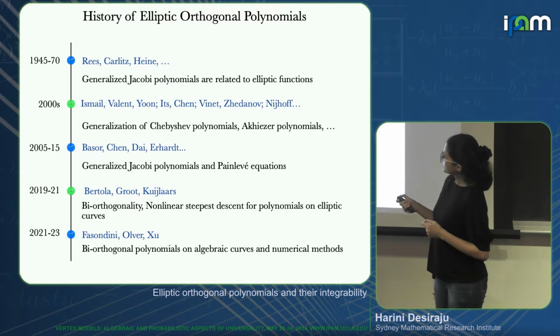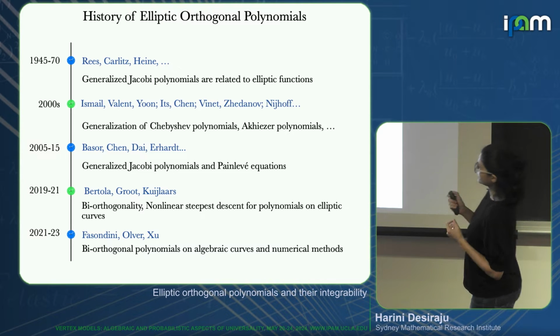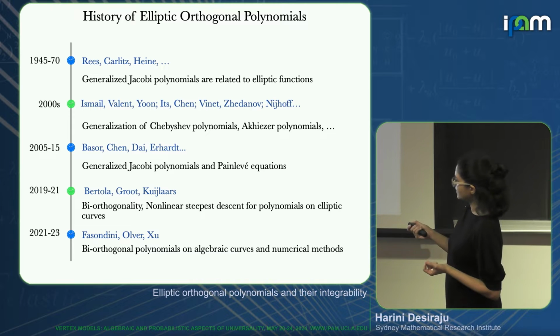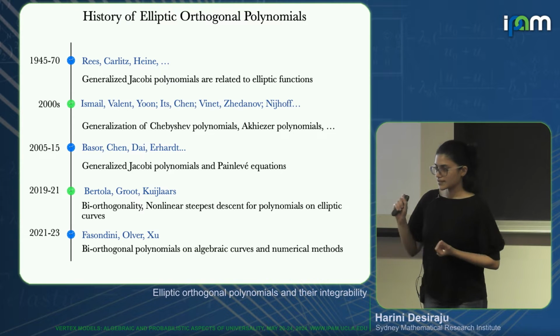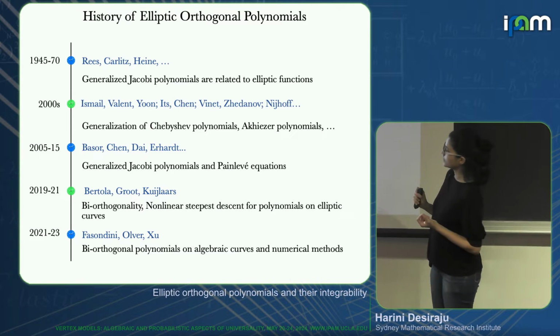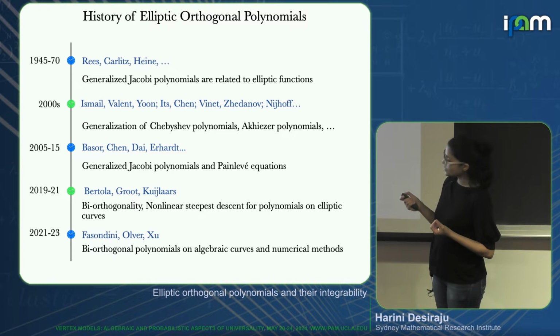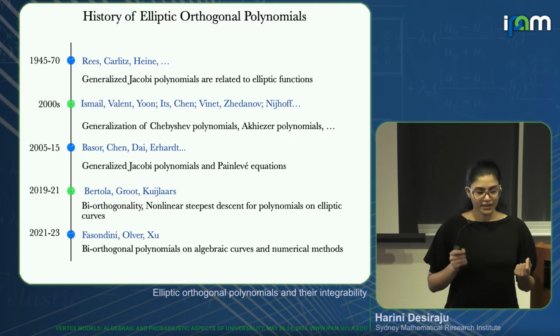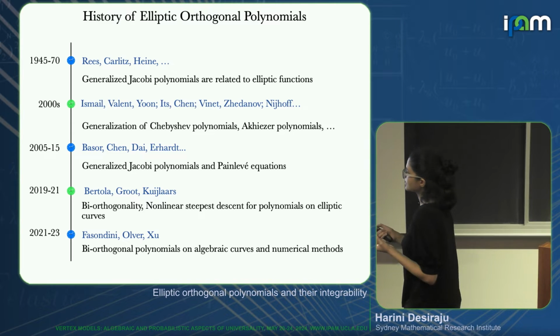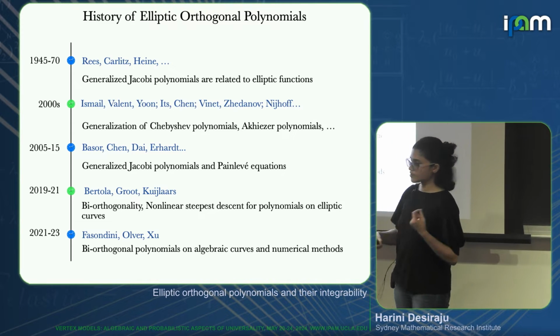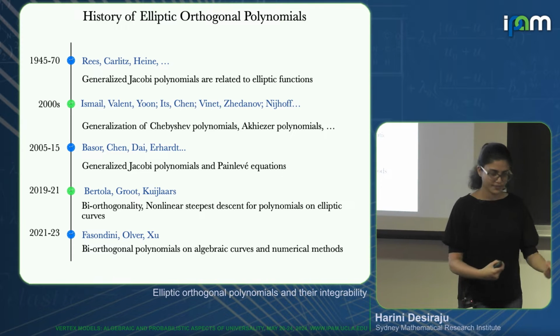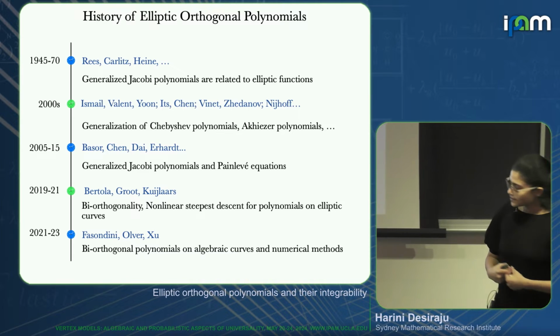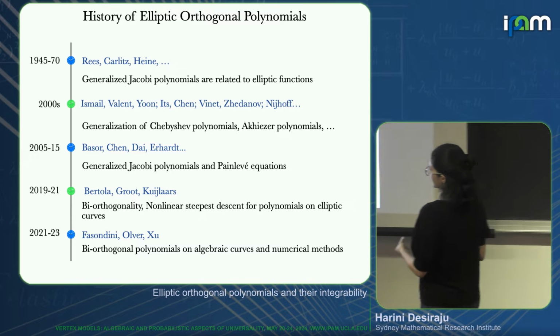Okay, so in 2005 to 2015, there were again papers by S.L. Bazer and others, where for the first time they showed the relation between all these generalized Jacobi polynomials and Painlevé equations. In particular, the main message is that these generalized Jacobi polynomials solve the elliptic form of the Painlevé 6 equation. And such an equation actually was known to Painlevé himself.